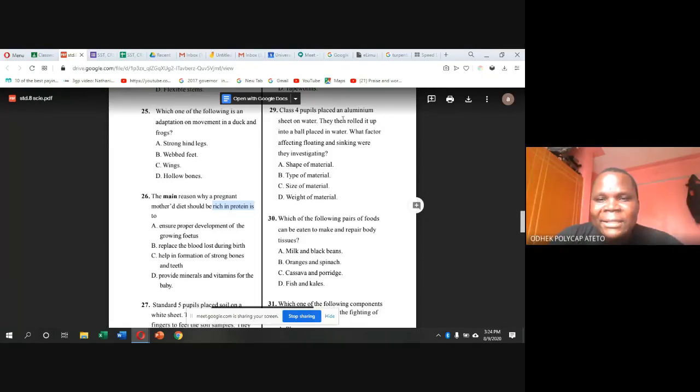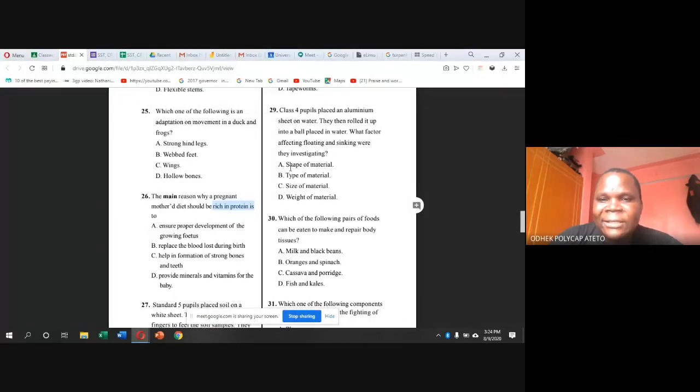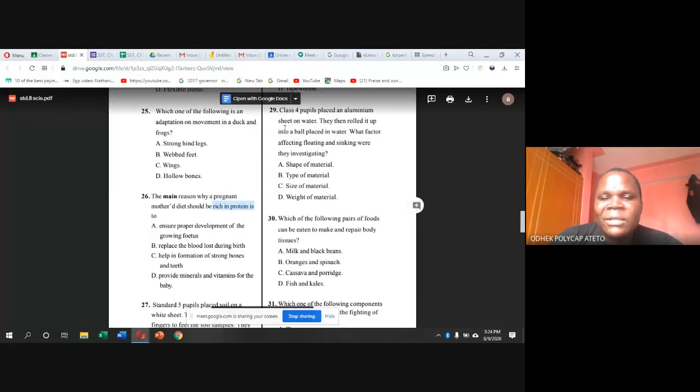Number 29. Class 4 pupils place aluminum sheet on water. They then roll it up into a ball and place it in water. This is a KCPE question again. What factor affecting floating and sinking were they trying to investigate? You see, we have aluminum sheet on water. The sheet, the way it is, put it on water, it's going to float. When we roll it into a ball, it's going to sink.